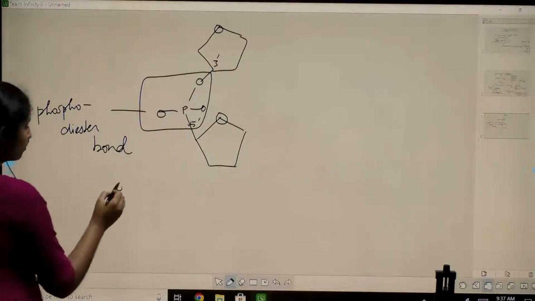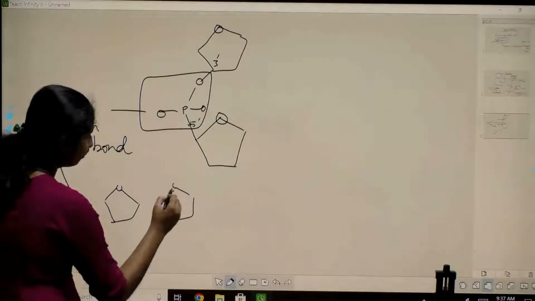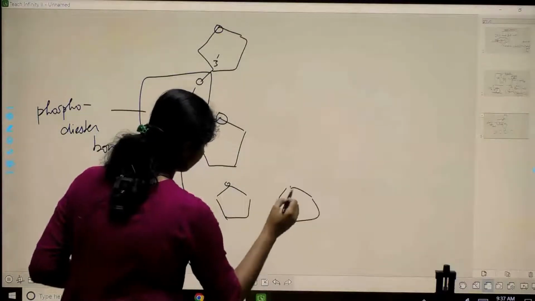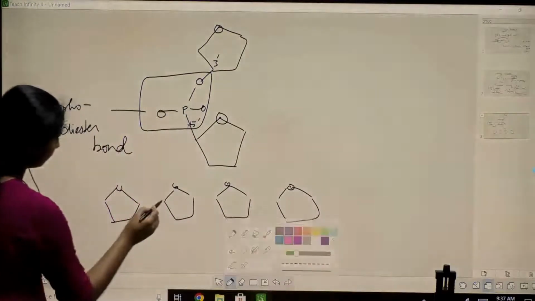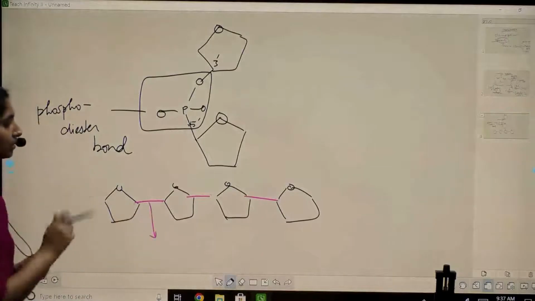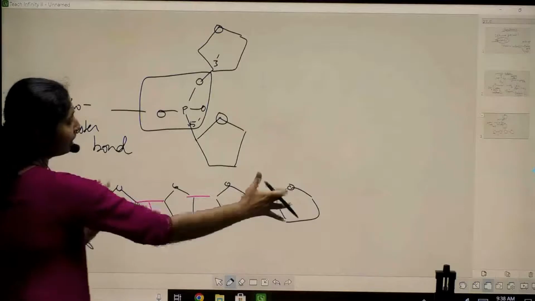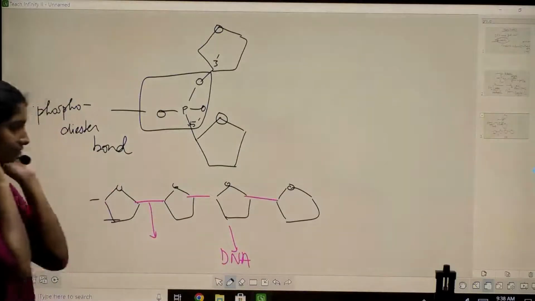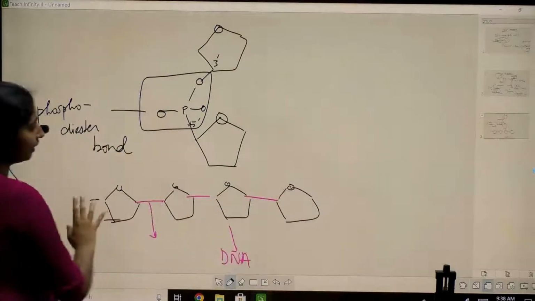Okay? So many such nucleotides are joined to each other with the help of phosphodiester bonds. So this is the phosphodiester bond that connects all these nucleotides together, and together they are going to comprise DNA. Okay. So this, we have drawn one strand of DNA.